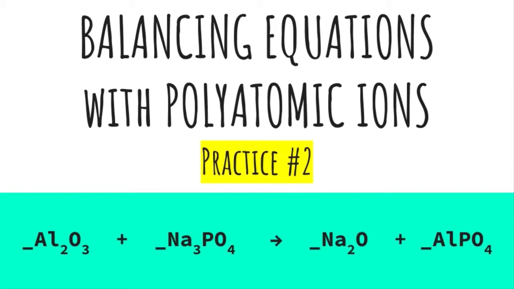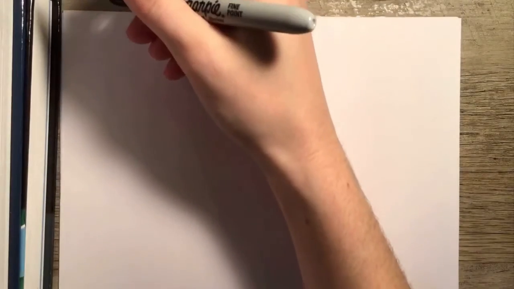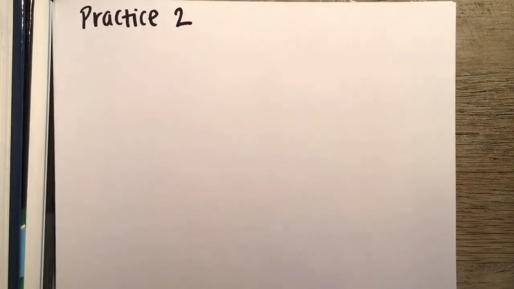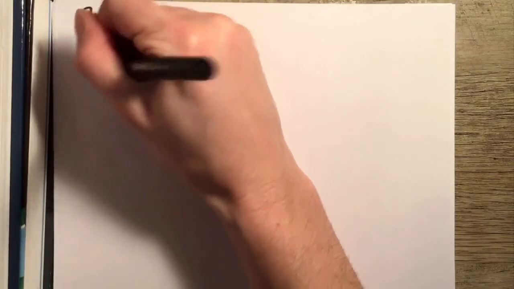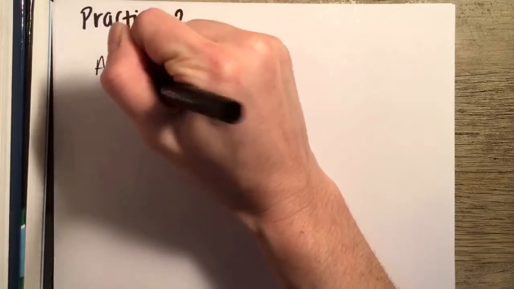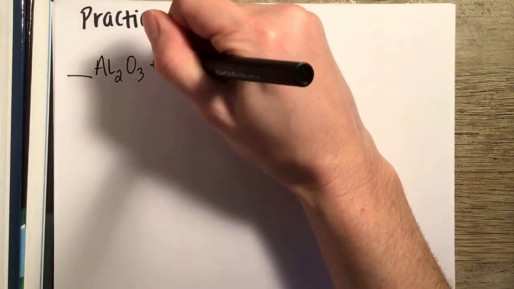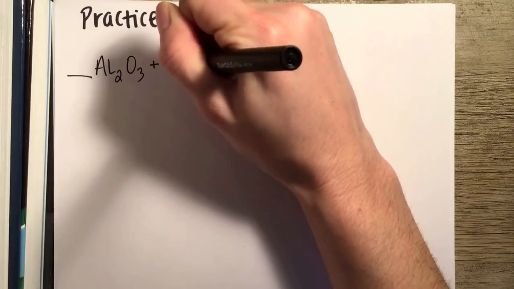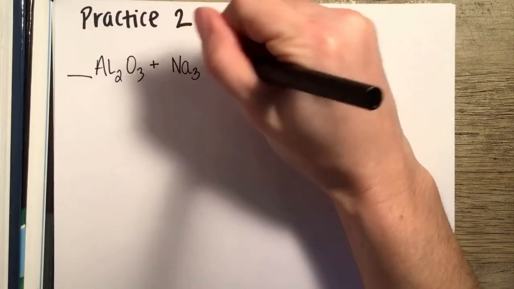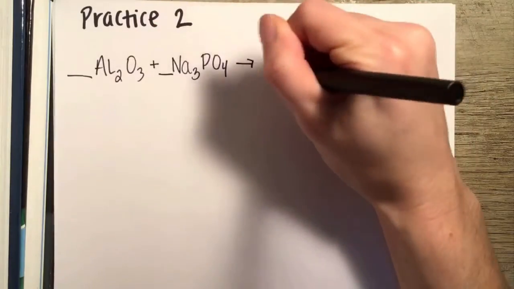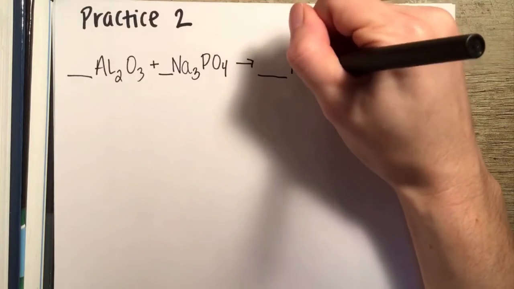All right, let's do another balancing equations with a polyatomic ion practice. This is very exciting. So we've got practice number 2. We're going to look at aluminum oxide, so it's going to be Al2O3 reacting with sodium phosphate. So this is going to be a double replacement reaction. Most of these polyatomic ion problems are either double or single replacement problems. And so we're going to end up with sodium oxide, Na2O, and aluminum phosphate.